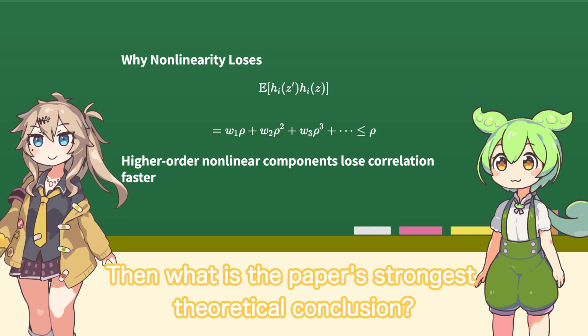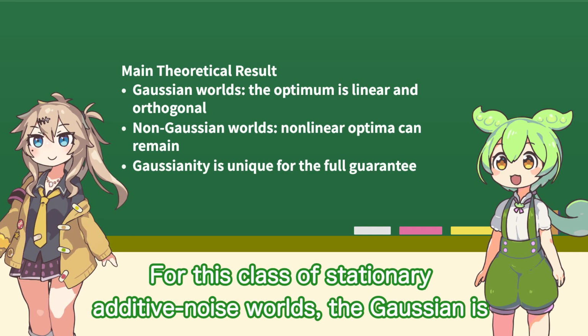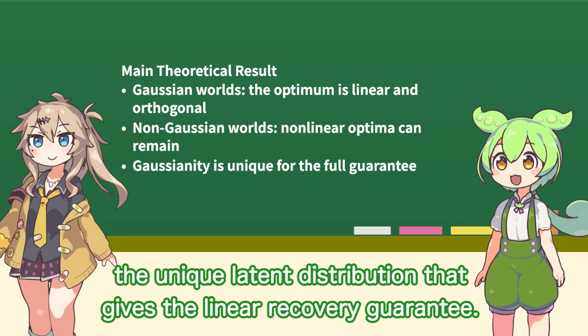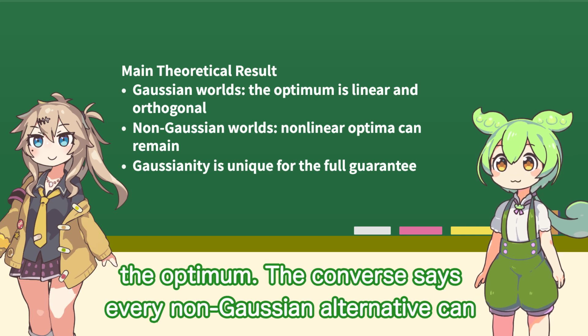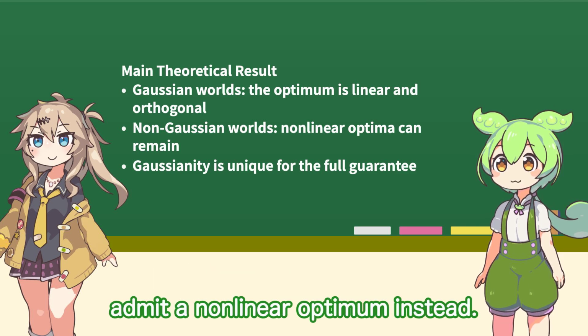Then what is the paper's strongest theoretical conclusion? For this class of stationary additive noise worlds, the Gaussian is the unique latent distribution that gives the linear recovery guarantee. The forward result says Gaussian worlds force rotation or reflection at the optimum. The converse says every non-Gaussian alternative can admit a nonlinear optimum instead.